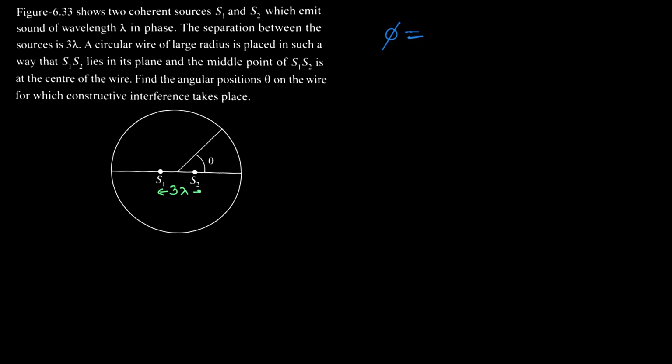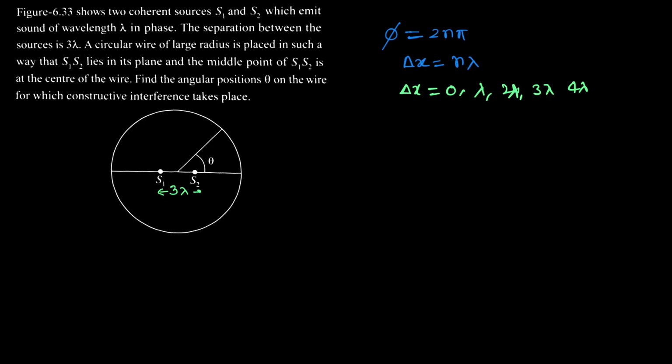For maxima, we know the phase difference is equal to 2n pi, but the path difference should be equal to n into lambda. So the path difference can be 0, can be lambda, can be 2 lambda, and so on, 3 lambda, 4 lambda, and 5 lambda, and so on. If I get path difference 0, it means maxima. If I get path difference lambda, it is also maxima. 2 lambda is also maxima.